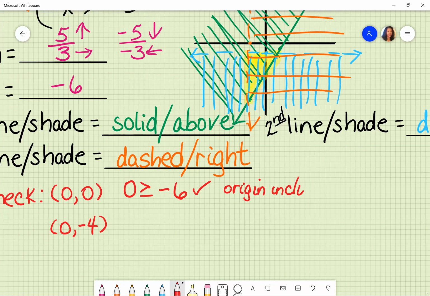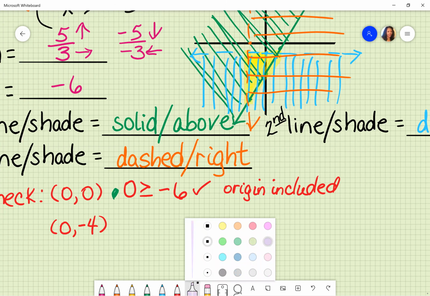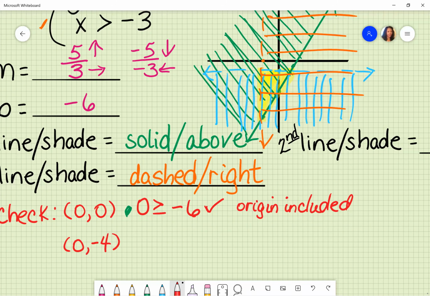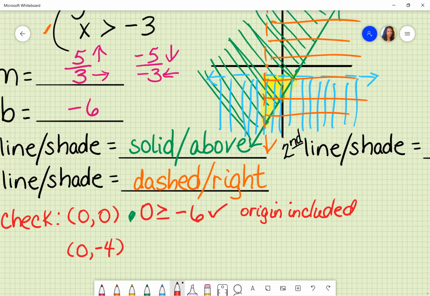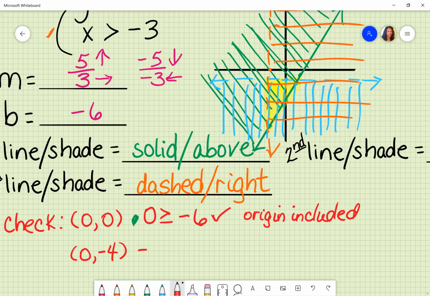So let's see for the green graph. This is what we're referring to. That's why I was color coding. Is the origin, let's change that so you can see, for the green one. Yes. So that part should be shaded for the green based off of my checkpoint here. So now when I substitute back in for my y-intercept, this is asking if all the points on that line actually are included. So I'm going to replace my y this time with -4, and it should be greater than or equal to -6 if it is a solid line.